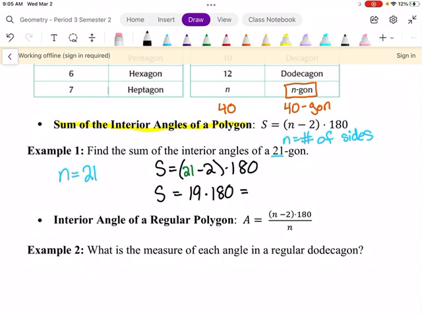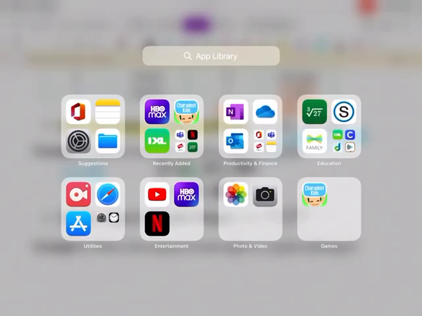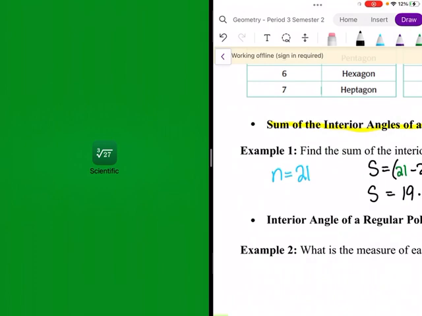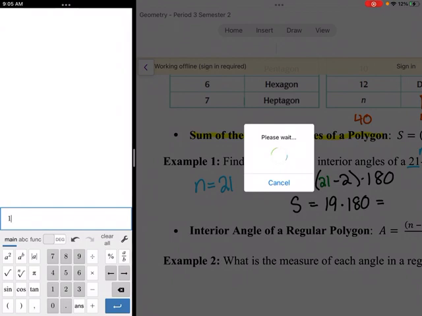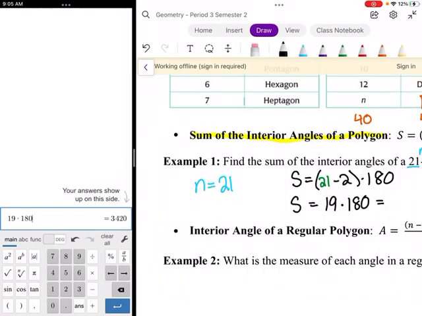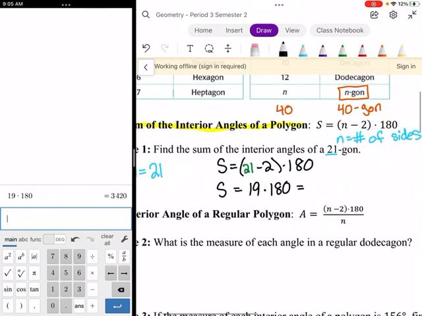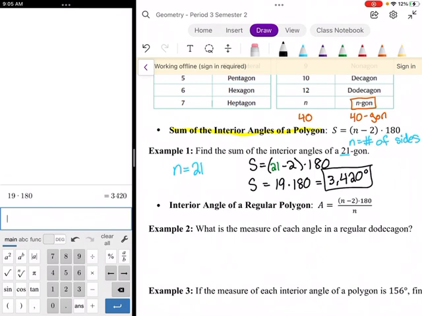So that's what we're going to type into our calculators. So let me pull that up really quick. And we'll take 19 times 180. And make sure you do the subtraction before you multiply. And we would get 3,420 degrees. So that means all of the angles on the inside of a 21-sided polygon are going to add up to 3,420 degrees. And that's true for every polygon that has 21 sides.